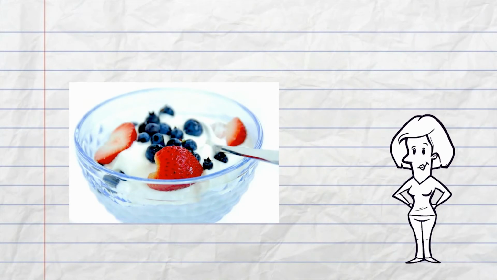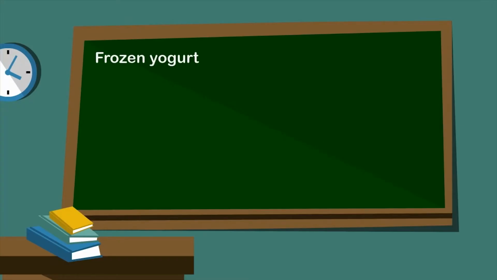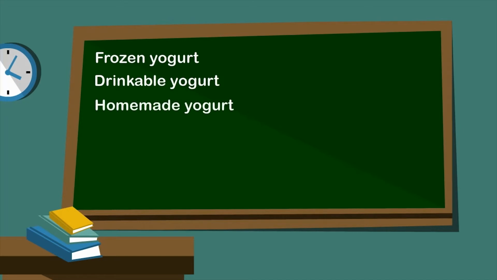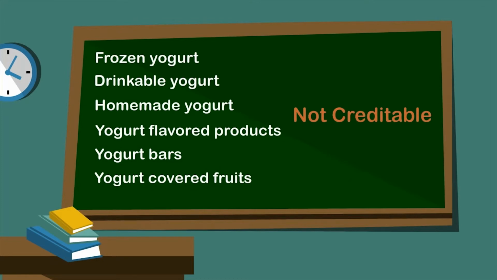How does yogurt credit? Yogurt can be used as a meat alternate. 4 ounces by weight, or a half cup yogurt by volume, equals 1 ounce of meat or meat alternate. This applies to both dairy and soy yogurts. Yogurt products like frozen yogurt, drinkable yogurt products, homemade yogurt, yogurt-flavored products, yogurt bars, or yogurt-covered fruit do not credit.